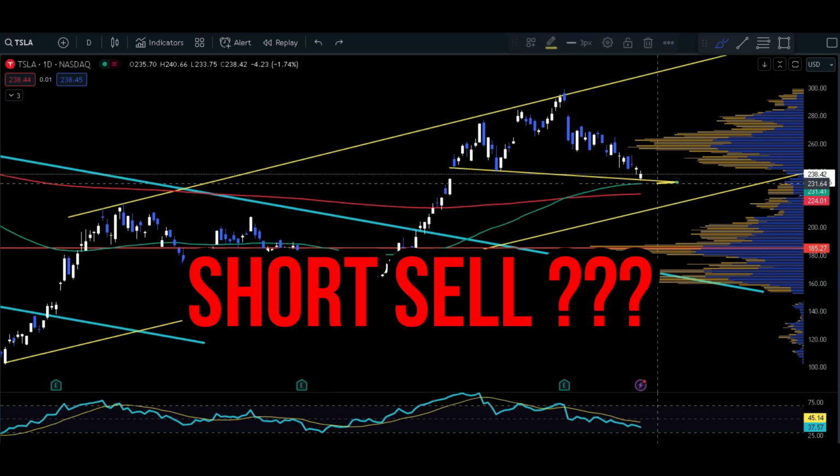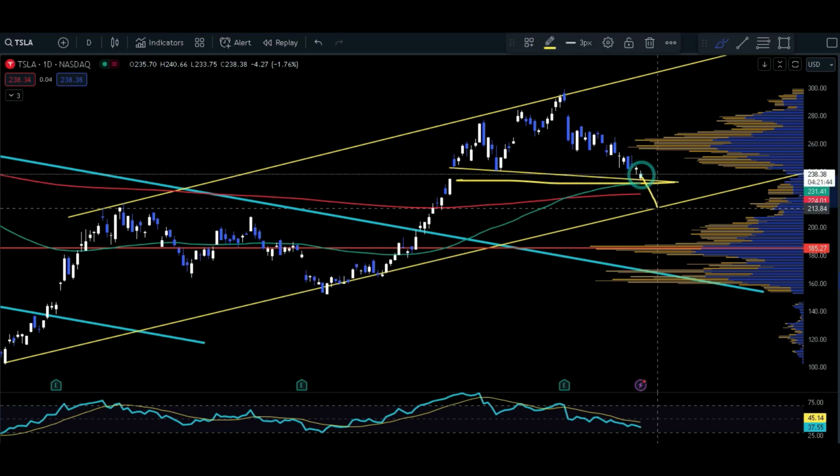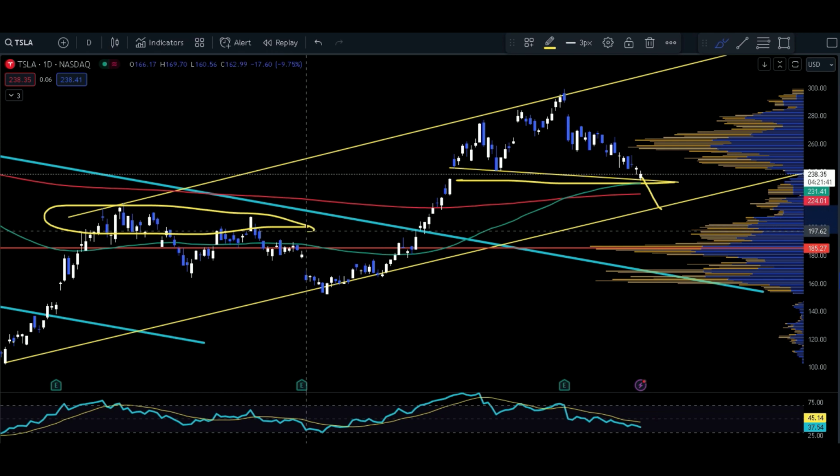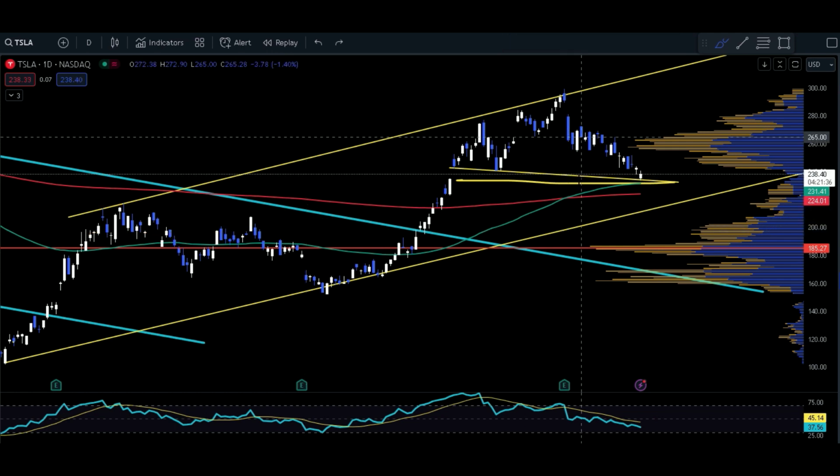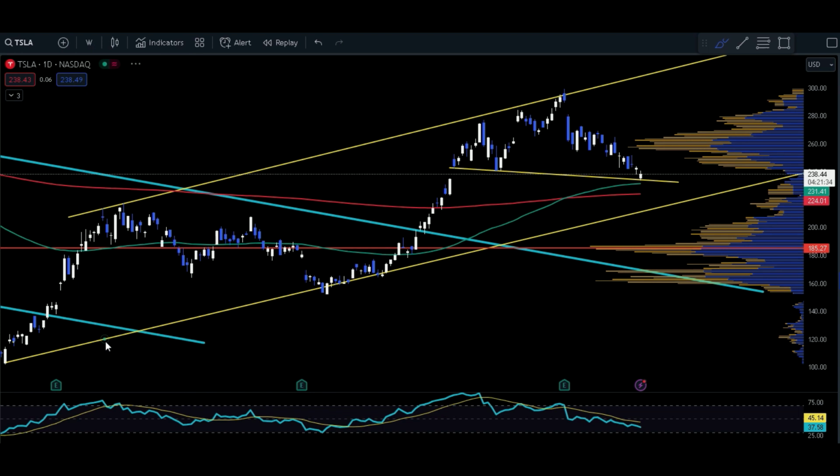Should you short sell Tesla at the break of this trend line, taking a target of this area, which is $210 over here? This is a complete chart breakdown, so let's start with the weekly chart. Also, in the end, we will see what is a possible trade based on this chart analysis.